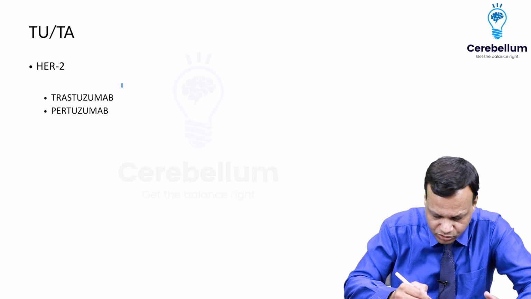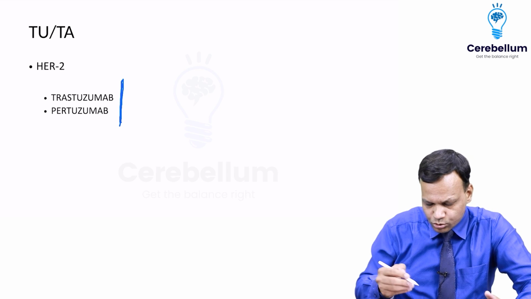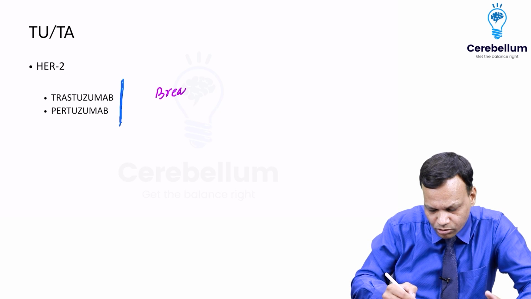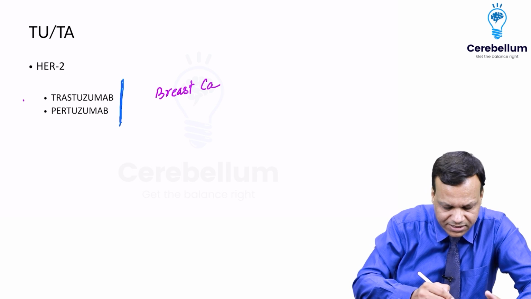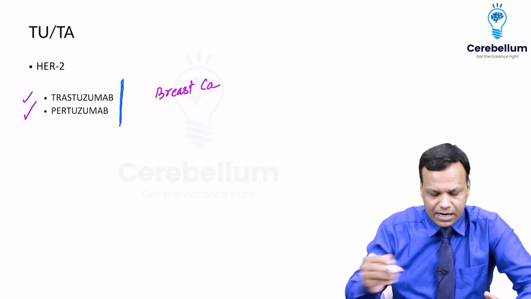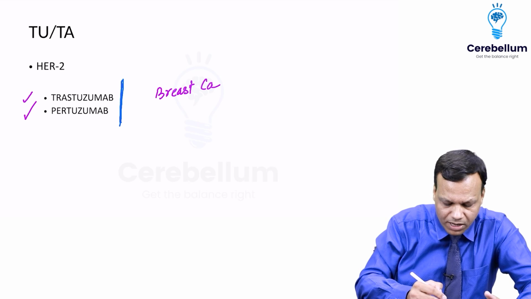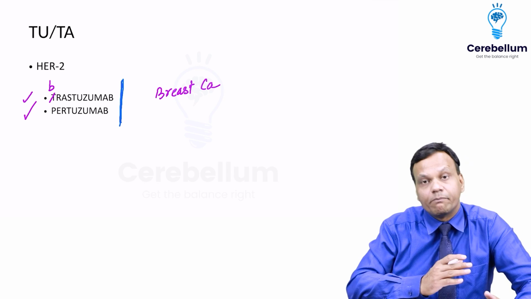HER2, we have trastuzumab and pertuzumab. These are important, used in breast cancer. You need to remember them. They are used in breast cancer, trastuzumab and pertuzumab. And if you forget, you can remember trastuzumab: instead of T, if we write B, it becomes brastuzumab.